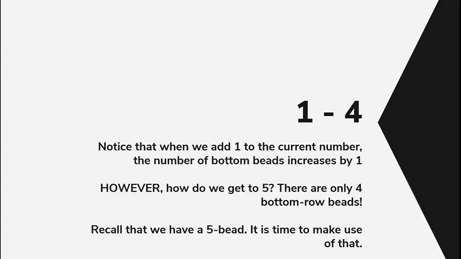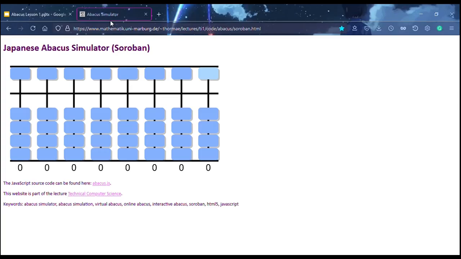Notice that when we add 1 to the current number, the number of bottom beads that are in contact with the crossbar increases by 1 too. However, how do we get to number 5? There are only 4 bottom row beads. So recall that we have 5 beads, which are the beads at the topmost row of the abacus. It is time to make use of that.